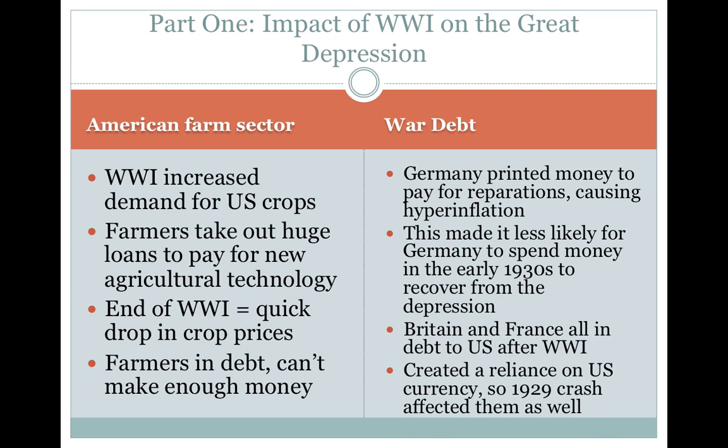This ultimately creates a reliance on U.S. currency and reliance on U.S. gold. It actually increases gold flows into the United States to pay for all the supplies, which means that the economies of Britain, France, and the U.S. are ultimately pretty well connected by 1929. So when the U.S. economy crashes and the stock market collapses in 1929, there's going to be a spillover effect to Britain and France.